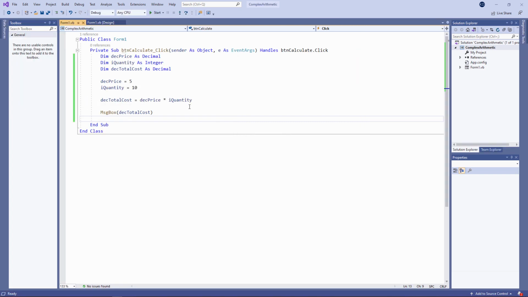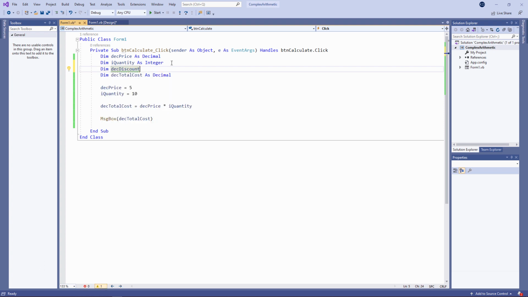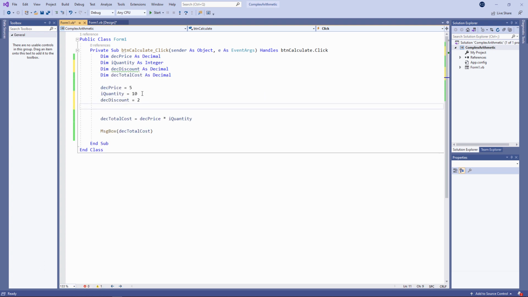Now suppose for a moment we want to calculate a discount of let's say £2 per cake. You might be tempted to try this. Take the original price, subtract the discount, and multiply it by the quantity. £5 per cake minus £2 per cake, that's £3 per cake, multiplied by 10. I might expect a result of £30. Let's take a look.